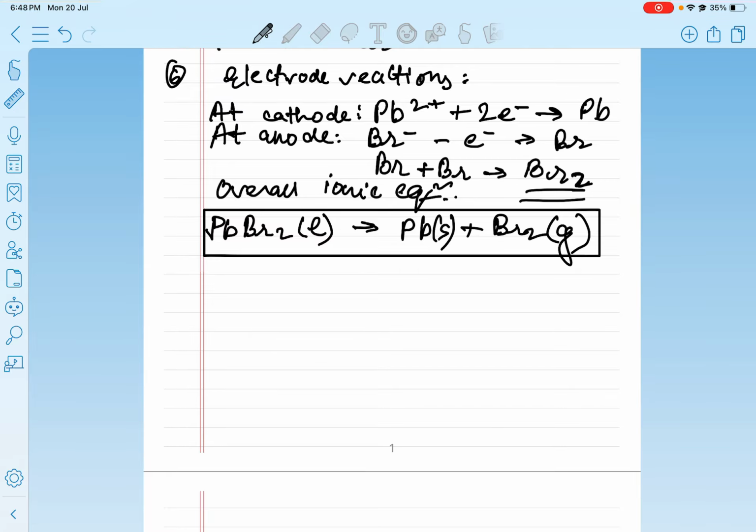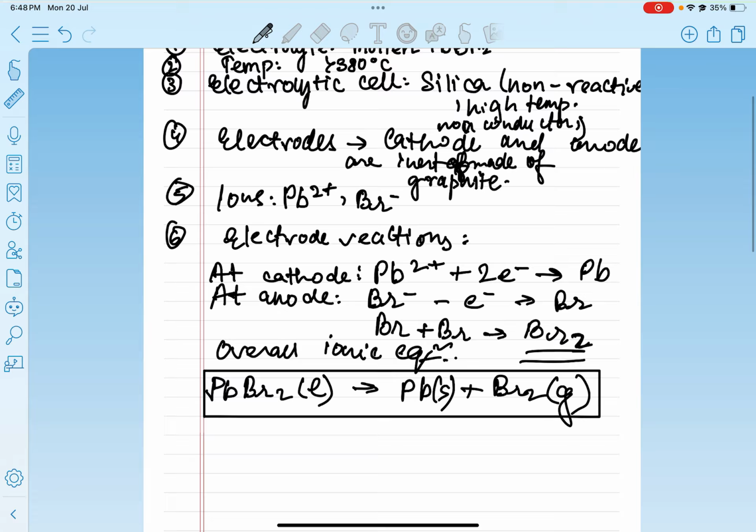I've already told you why we are using silica: because it is non-reactive, can withstand very high temperature, and is almost a non-conductor of electricity. Thus the silica crucible is heated slowly from outside. We've also said that solid lead bromide cannot be used because it is a non-conductor of electricity due to the absence of free ions, because of the electrostatic forces of attraction. The ions become free when lead bromide is fused to the molten state, hence the crucible is heated from outside.